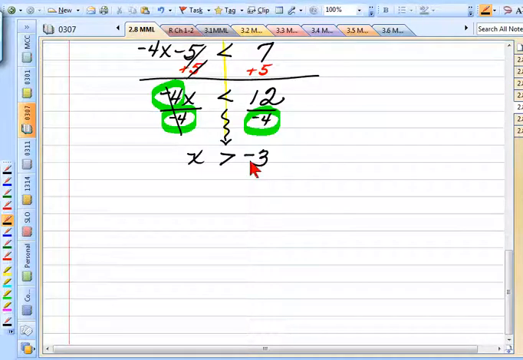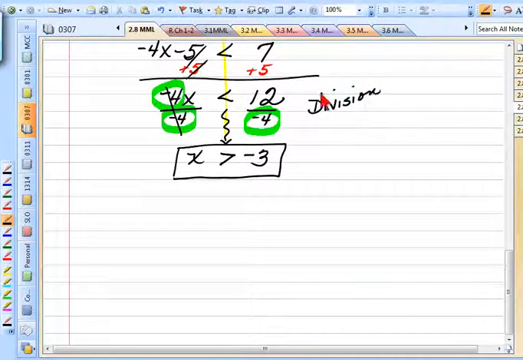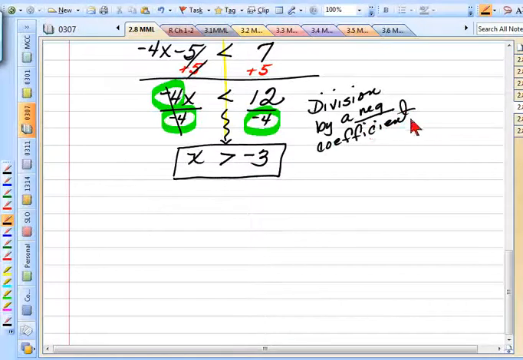Division by a negative coefficient. Reverse. You reverse the symbol. I was thinking you reverse instead of dividing, you multiply. No. So now hopefully that makes sense. It's the symbol that flips over. Now you can understand that if you didn't do that step, then everything will be wrong in your answers.